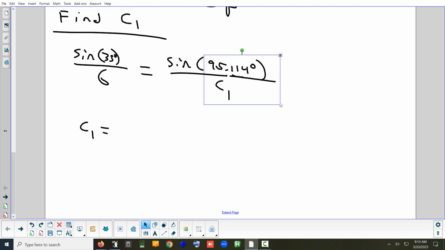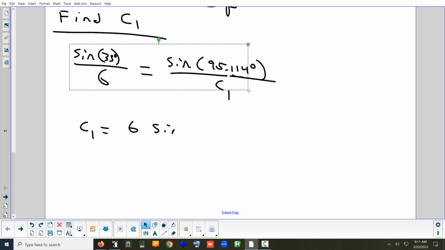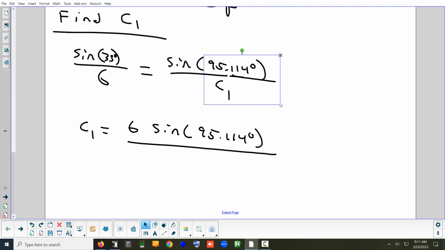And the last thing we want to do is find C2. It's going to be pretty much the same calculation, but instead of using the 95, you're going to use the 14. But you're going to type in the exact same thing. So find C2.